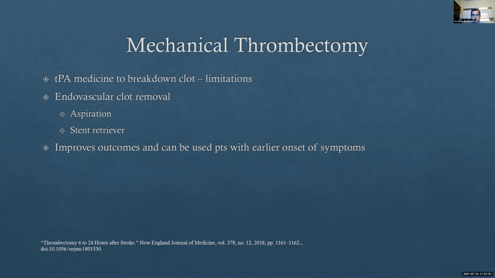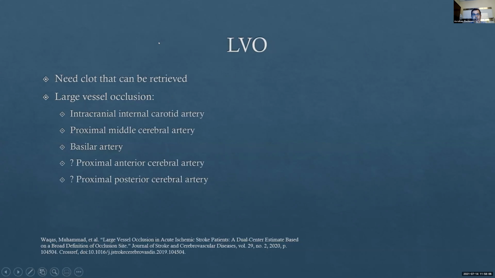Okay. Right? But what do you need to know for that? You need to know that there's a clot. Because if there's no clot that you can see that they can physically get to, then you can't do it. Okay. So what you need to know is something called a large vessel occlusion, LVO. So you need a clot that can be retrieved.